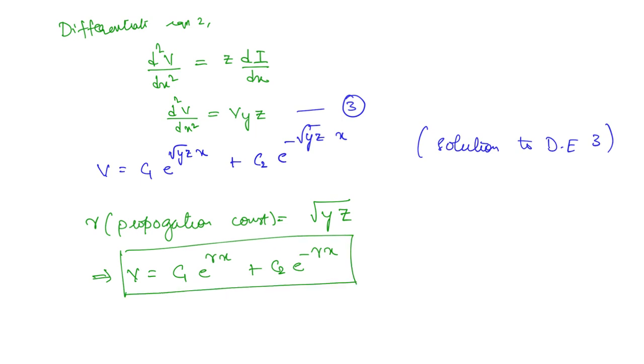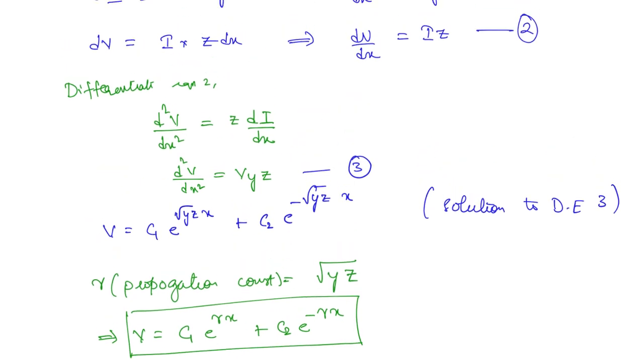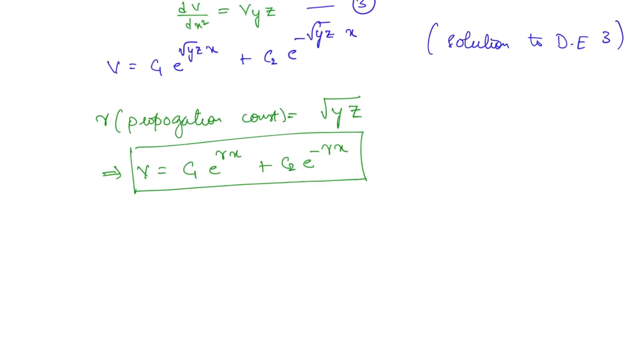Similarly, you can find I. In the equation dV by dx is equal to Iz, you differentiate the expression for V and divide by z, then you are going to get I. Okay. So I will write directly. Similarly, I you can get as root over y by z times c1 e to the power gamma x minus c2 e to the power minus gamma x.